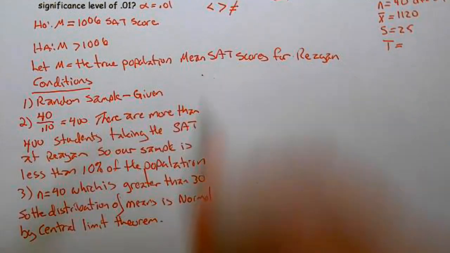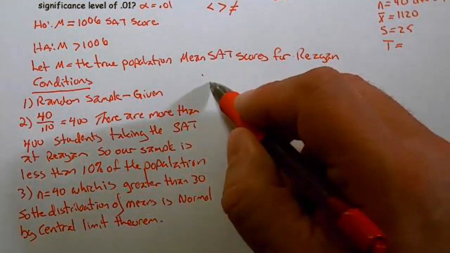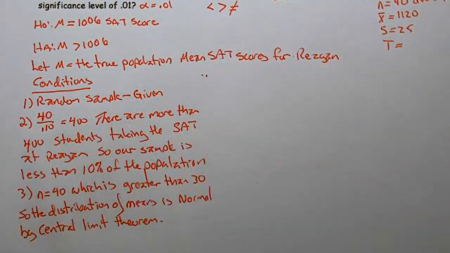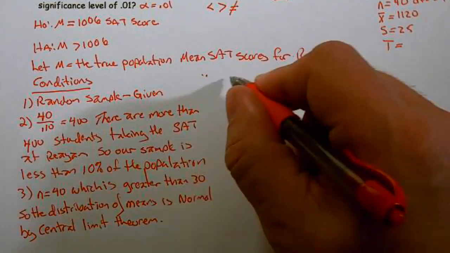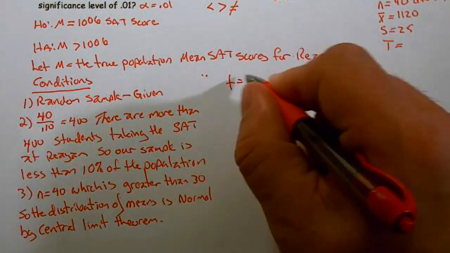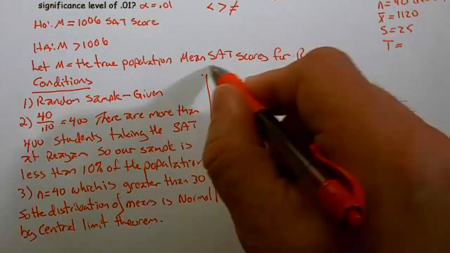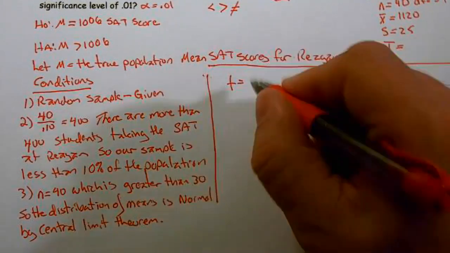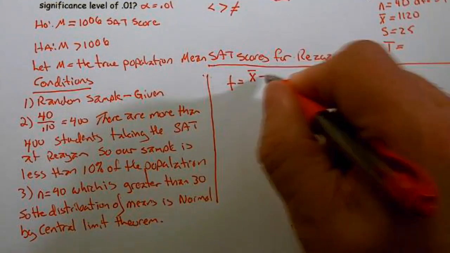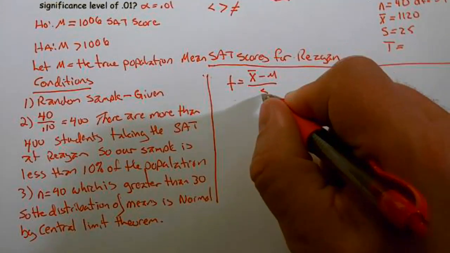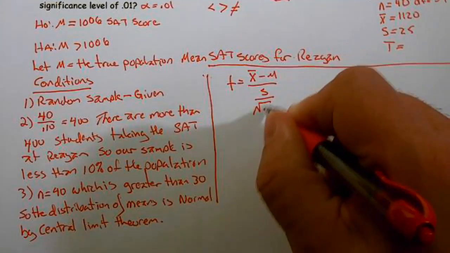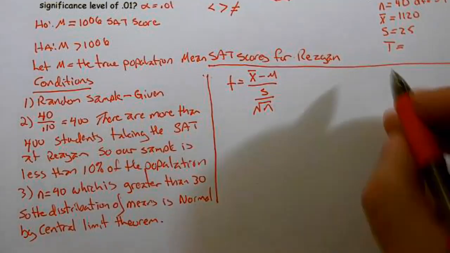So that satisfies that. The next part says write the equation. Our equation is T equals, I'm going to box this stuff off so it separates it a little bit. T equals x bar minus mu s divided by the square root of n. We need to draw a graph and shade.